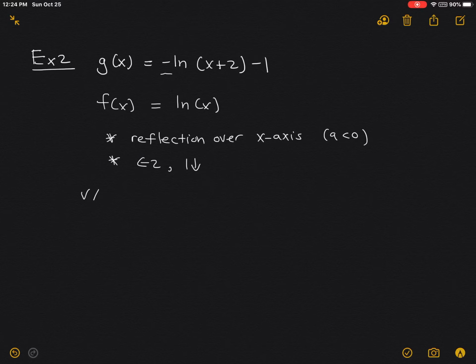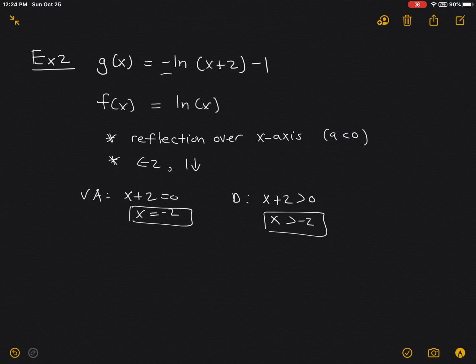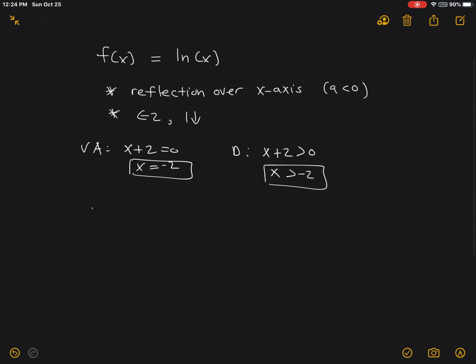Okay, so let's analyze the vertical asymptote by setting the argument equal to 0. X is going to equal -2. And while you're at it, you can state the domain. You set the argument greater than 0. X is greater than -2. All right, so now let's get the x-intercept.